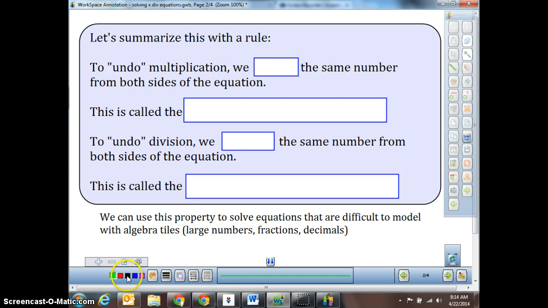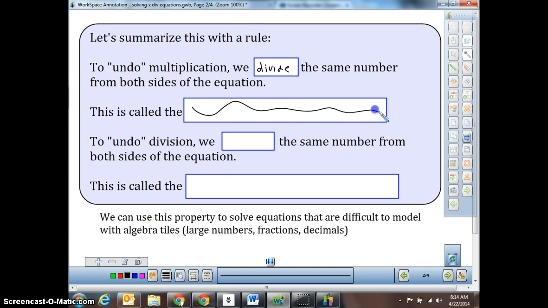All right, so let's go ahead and summarize this. To undo multiplication, what do we do in order to undo multiplication? We divide. Remember, dividing is the opposite, so to speak, of multiplication. So if we have something multiplied, we need to divide it in order to undo it.